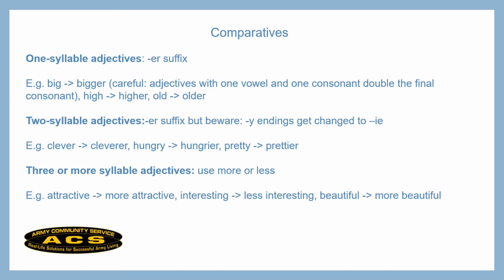If it's three or more syllables in the adjective, you use more or less, depending on if you want to say that something is more or less than something. So for example, attractive, you would say more attractive or less attractive. Interesting, more interesting or less interesting. Beautiful, more beautiful or less beautiful.